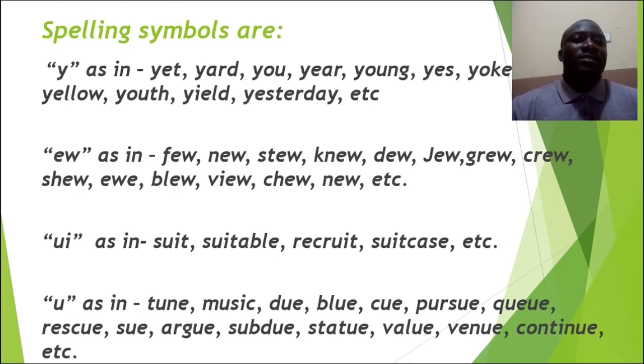Now, letters UI in words like suits, suitable, recruits, suitcase, etc. Then letter U will give us /j/ in words like tune, music, dew, blue, cue, pursue, rescue, argue, subdue, statue, value, venue, continue. These are spelling symbols that will give us the sound /j/.